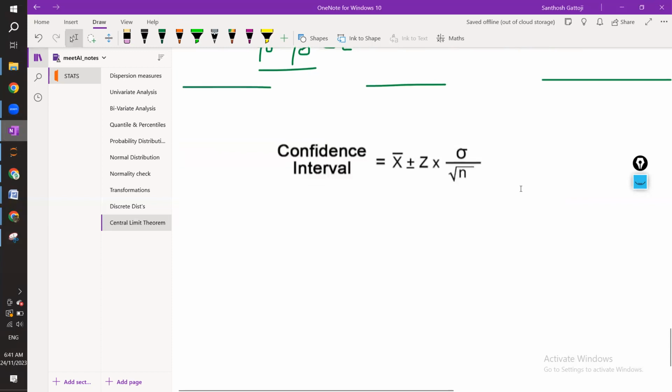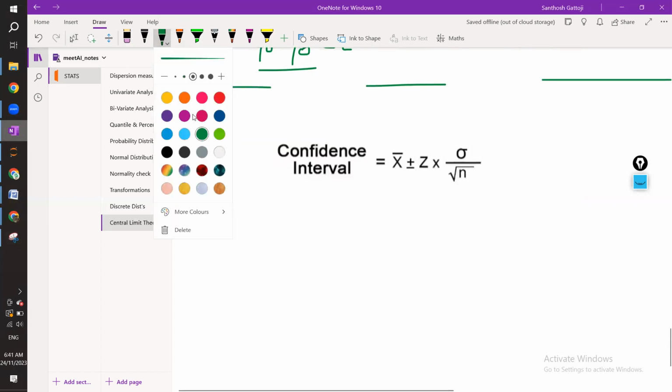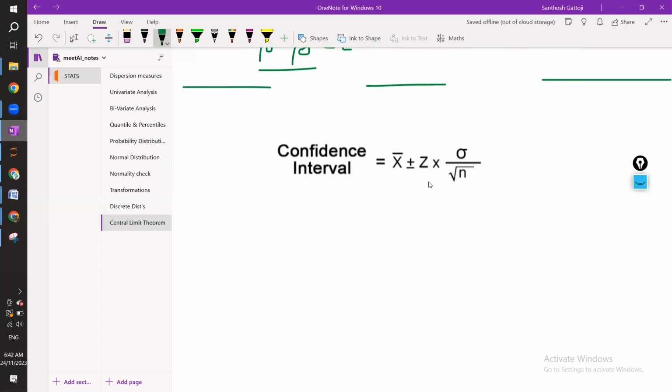Okay, perfect. Super, guys, let's start. So this is z at alpha by 2: x bar plus or minus z at alpha by 2 into rho by square root n. We will try to understand this formula a bit more, which is very helpful for you to understand a few concepts.